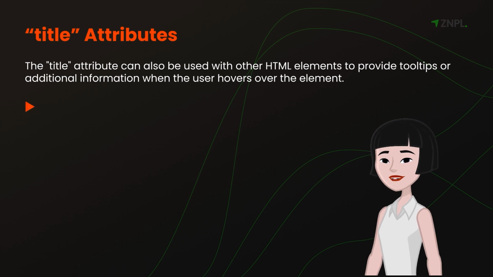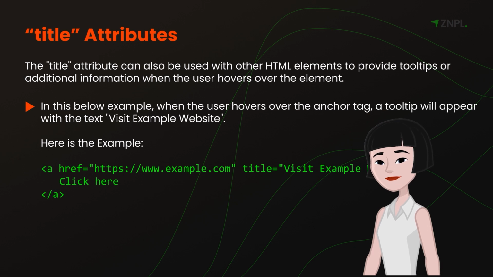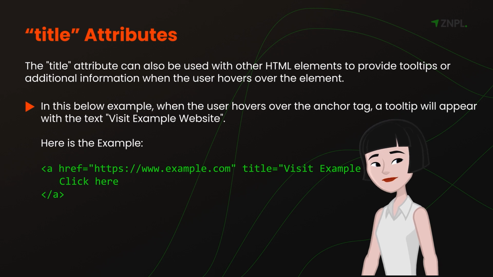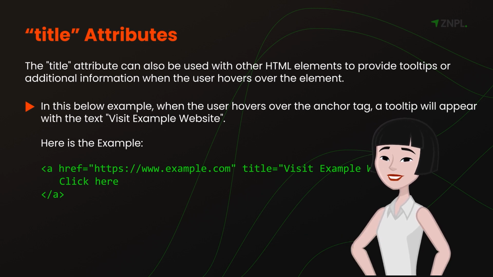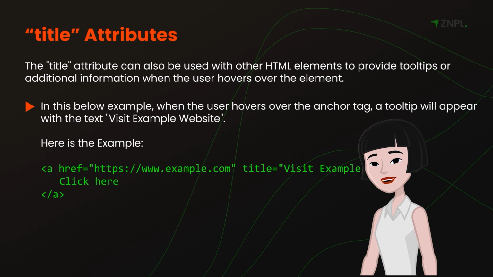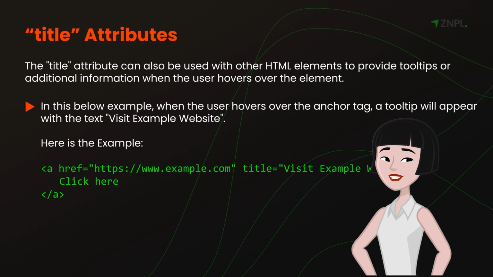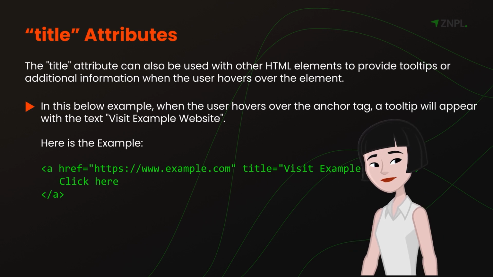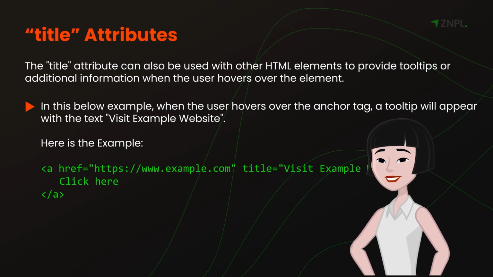Title attributes. The title attribute can also be used with other HTML elements to provide tooltips or additional information when the user hovers over the element. When the user hovers over an element with the title attribute, a small tooltip or pop-up will appear displaying the text specified in the attribute. For example, when the user hovers over the anchor tag, a tooltip will appear with the text "Visit example website." These are just a few examples of the many HTML attributes available for modifying the behavior and appearance of HTML elements. You will learn about more attributes during this entire HTML course.